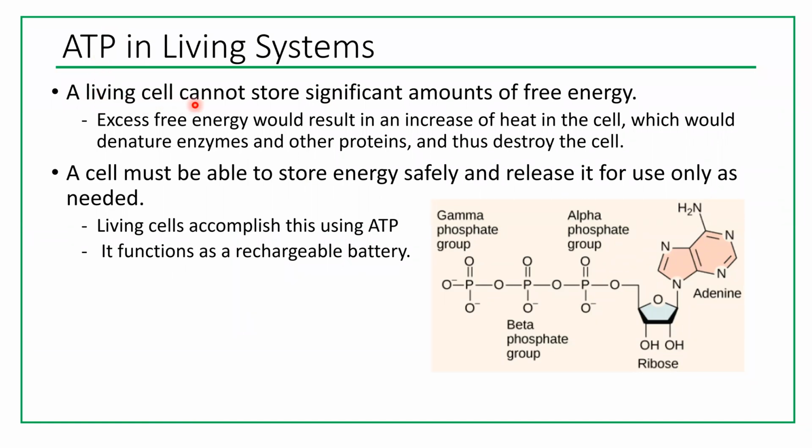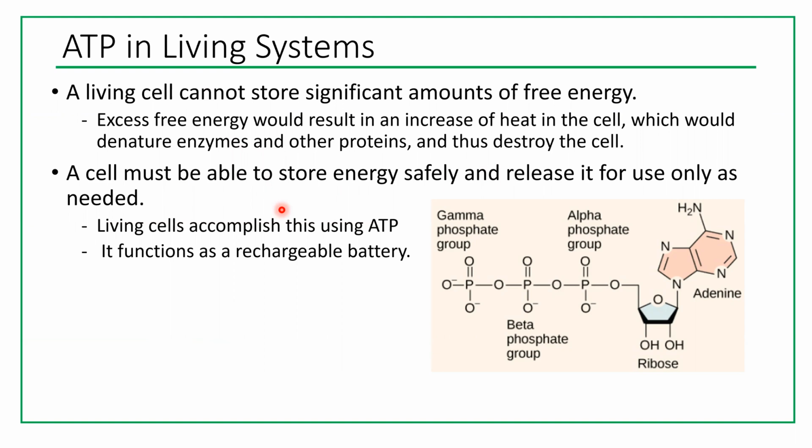So a living cell cannot store a significant amount of free energy. Excess free energy would result in an increase of heat in the cell, which would denature enzymes and other proteins and destroy the cell. So the cell must be able to store energy safely and release it for use only when it's needed. So all living cells need energy to do their biological processes, but they cannot have a huge amount of energy stored without destroying itself.